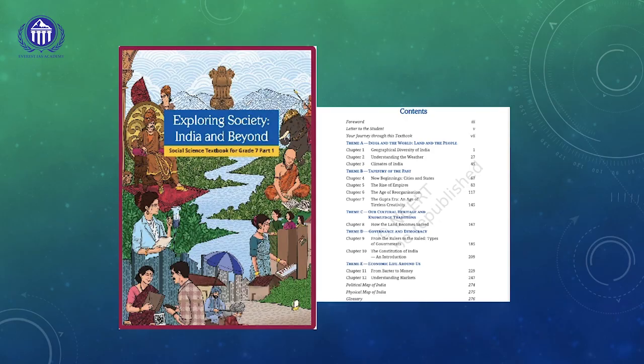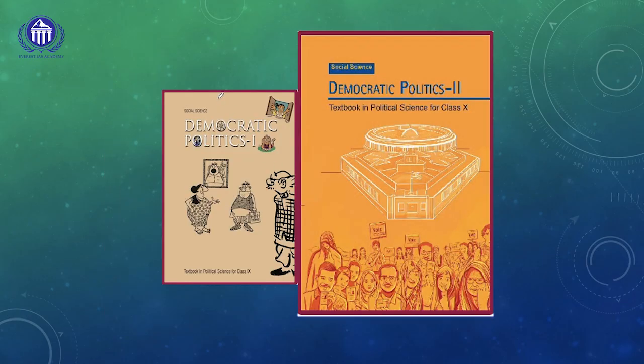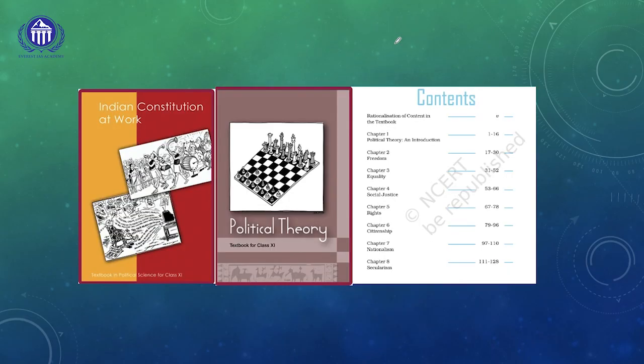And coming to the 7th standard NCERT, Exploring Society, India and Beyond, Part 1. Again, here you need to read the Theme D segment. You can read chapter number 9 and chapter number 10 for the polity segment. And coming to the 8th standard NCERT, Exploring Society, India and Beyond, here again you can read the Theme D segment of chapter 5 and chapter 6. Coming to the 9th standard NCERT, you need to read it fully. And for the 10th standard NCERT also, you can have a full reading of this book.